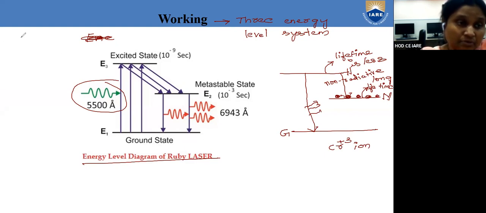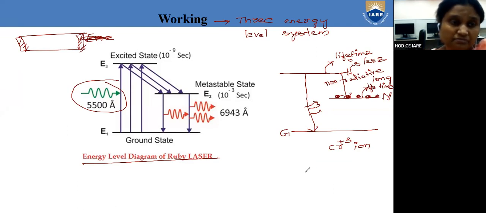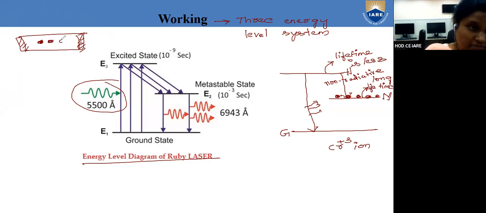Okay, suppose this is our ruby rod, right, students? This is our ruby rod. In that ruby rod, on either side, this is a fully reflecting mirror and this is a partially reflecting mirror. Okay. And here I have excited chromium ions in the ruby rod. So these are excited chromium ions. Apart from that, there are some photons emitted because of emission from H to G. So there are some photons.